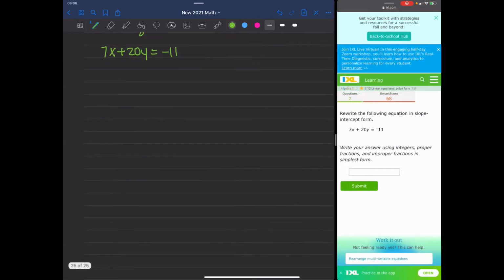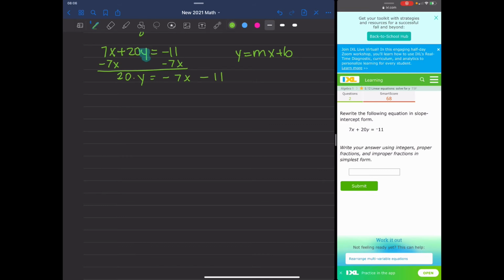Okay, so for our next equation, we're trying to get y equals mx plus b, just as a reminder. So now I have 7x plus 20y equals -11. So I want to get the y by itself. All right, so to do that, I need to move over the 7x. That's a positive 7x, so I subtract 7x. Now, since we can't combine anything with the 7x and the -11, we're just going to write them next to each other. So I have 20y equals -7x minus 11.